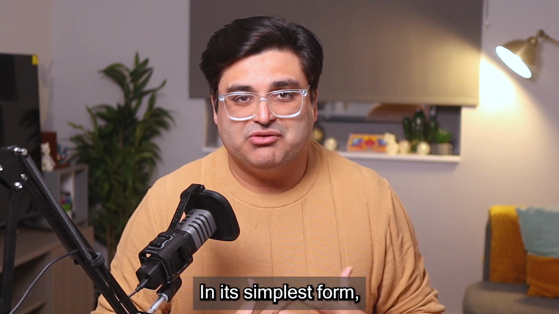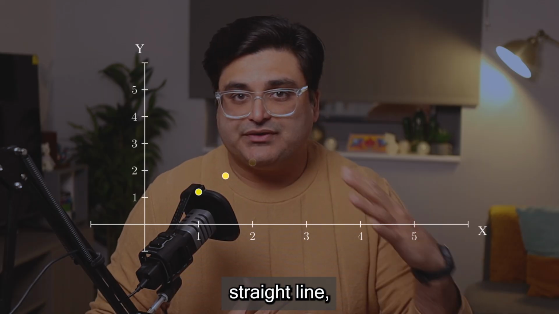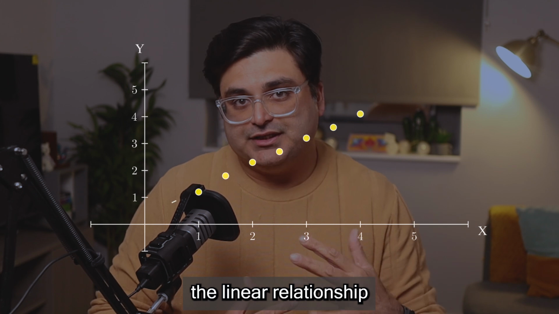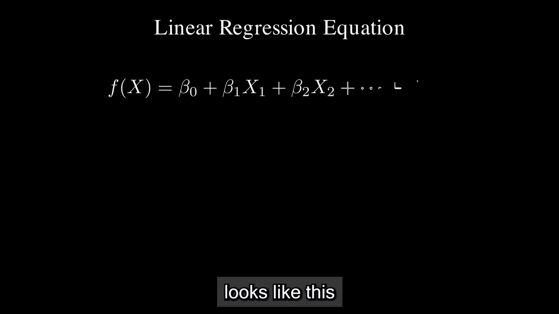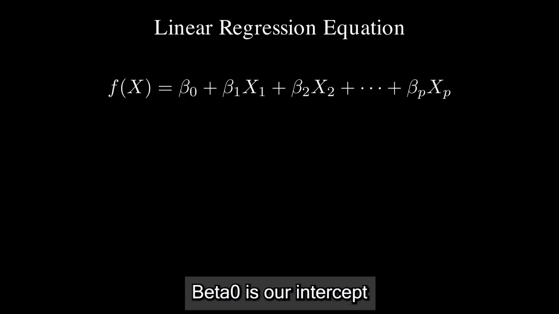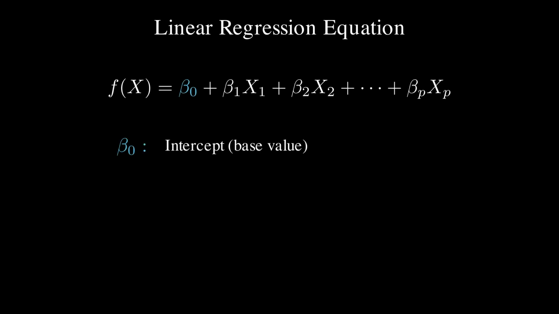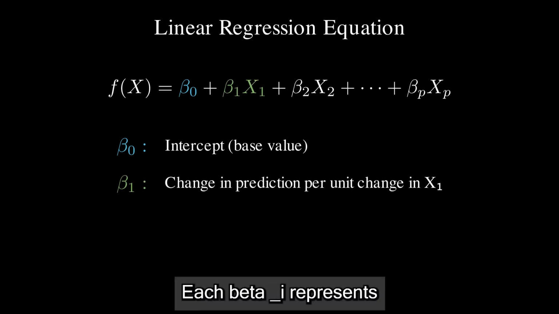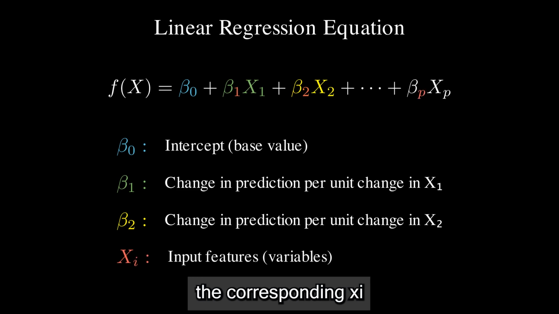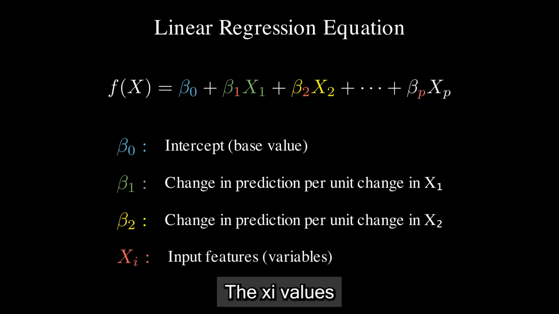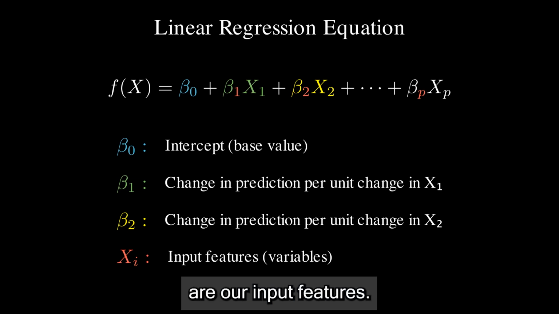In its simplest form, we are trying to find the straight line which describes the linear relationship between the input and the output. The basic equation looks like this. Let's break this down. Beta naught is our intercept, where our line crosses the y-axis. Each beta i represents how much our prediction changes when we change the corresponding x i by 1 unit. The x i values are our input features.